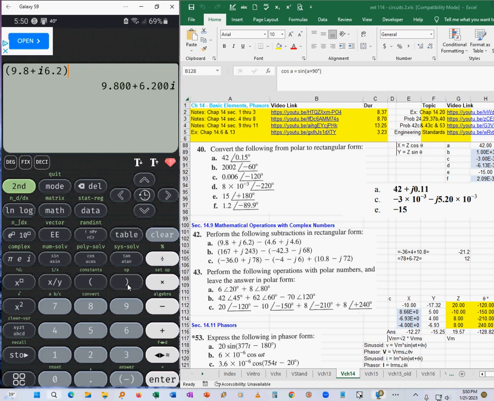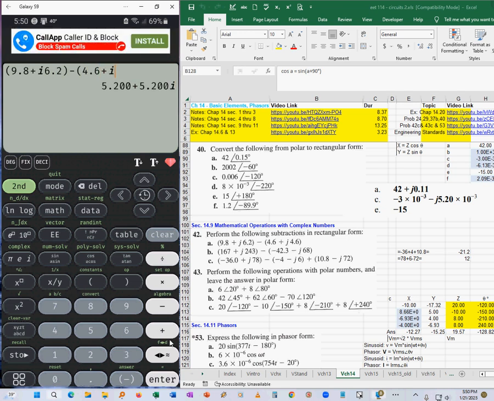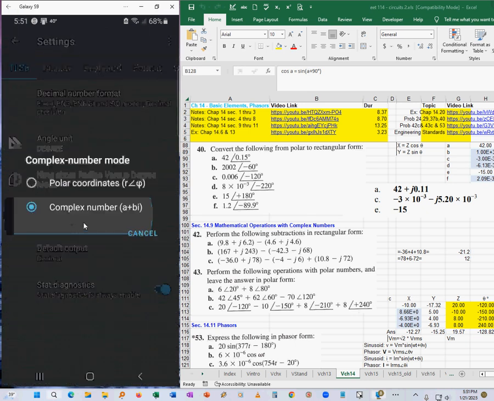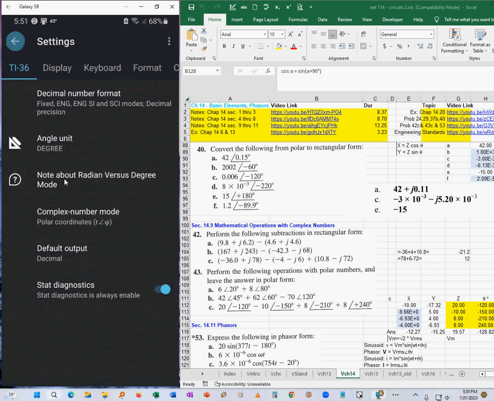Then minus parenthesis 4.6 plus I 4.6, enter. And that is what this looks like when you put it in rectangular form. If you wanted to do it in polar form, you just hit mode, go back, change to polar, go back, hit enter again, and that's it in polar.